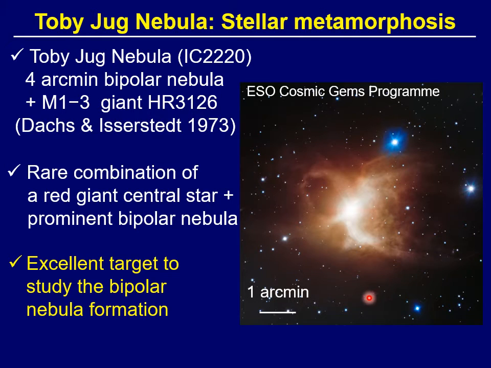This is an optical image of the Toby-Jug Nebula. It's a beautiful bipolar nebula about 4 arc minutes across. This looks like a planetary nebula or protoplanetary nebula. However, its central star is still a red giant with a spectral type of M1 to M3. So this is a rare case in which a red giant central star has recently developed a prominent bipolar nebula and provides us with an excellent opportunity to study the bipolar nebula formation.